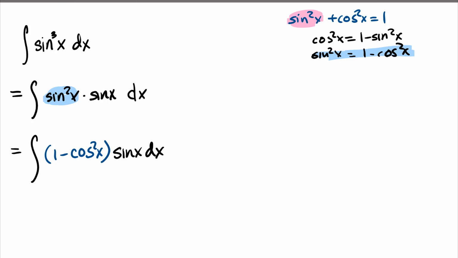Our u sub is just staring at us. It's begging us. It's saying, come on, take me out. Take this cosine out, not the square. Take the cosine out. We're going to say u is equal to cosine of x. Therefore, du is equal to negative sine of x dx.